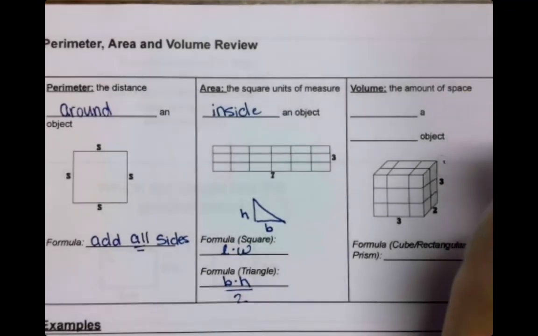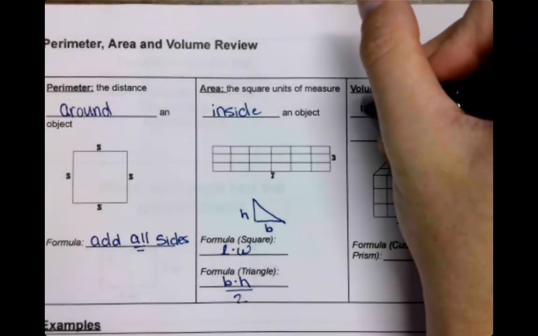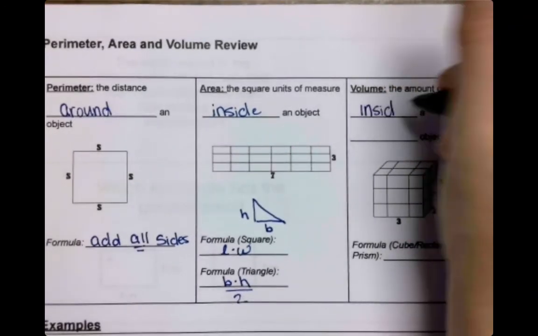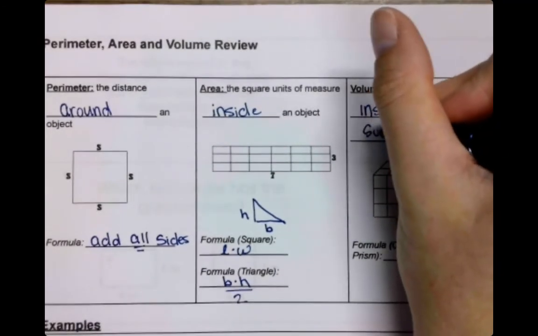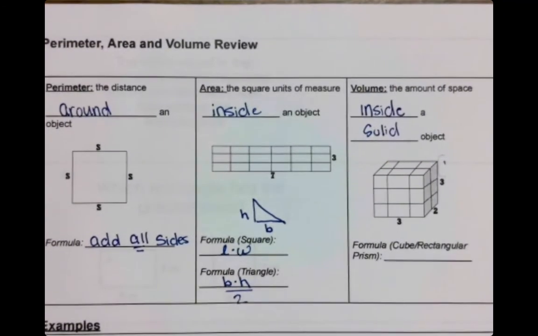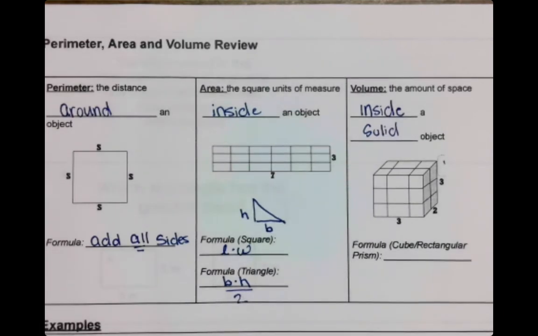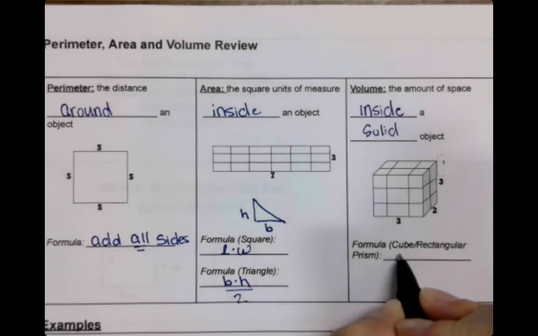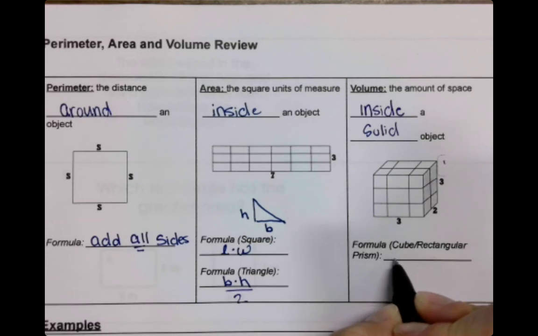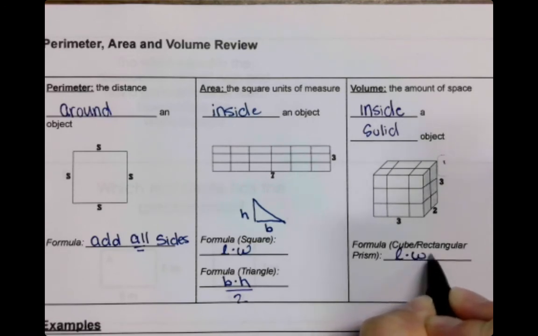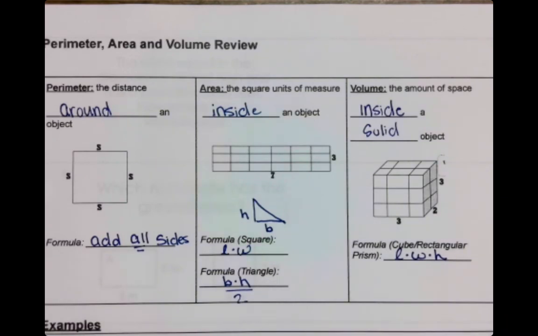Then for volume, it is the amount of space inside a solid object, right? So these are going to be things in the real world. These are going to be 3D shapes. That's why it's inside a solid object. Formula for cube, rectangular prism, we will talk about odd shapes later on. But for right now, cube and rectangular prism, it is length times width, and then because it's 3D, it also has a height. All right. So that is what we are looking at today.